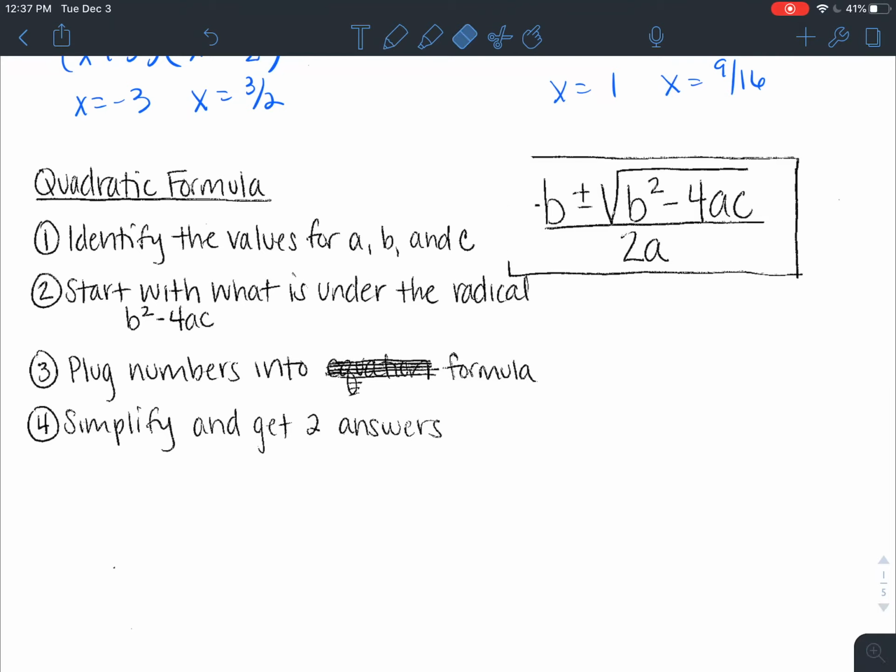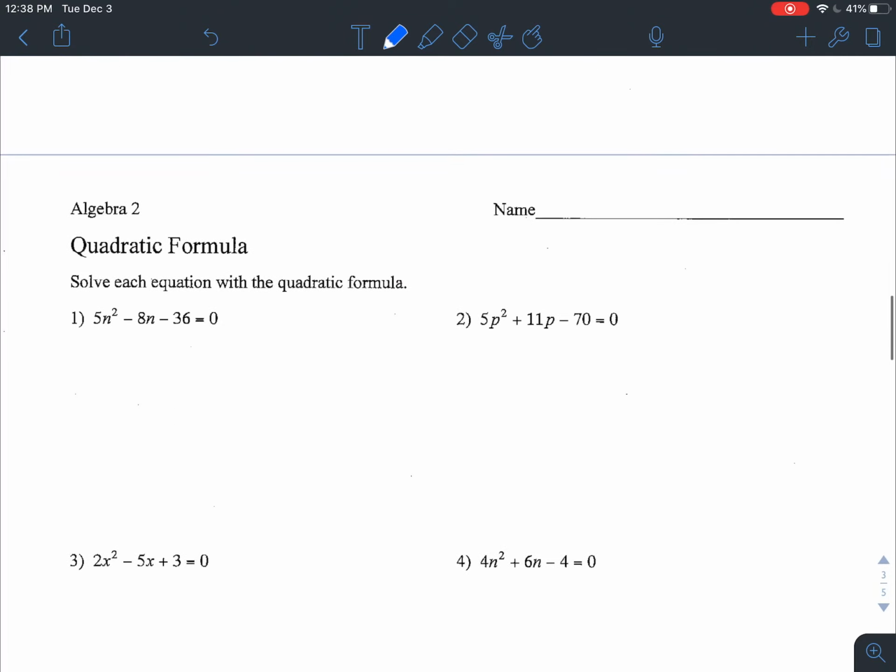Here is the quadratic formula. Know it, love it, memorize it. It's going to become your best friend. Okay? All right, and then here are some steps that I kind of put together to help us out. So let's go on to the third page. At the top, you'll see quadratic formula. So go to this page.